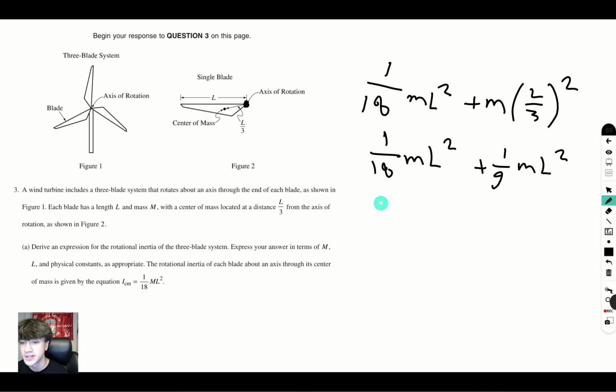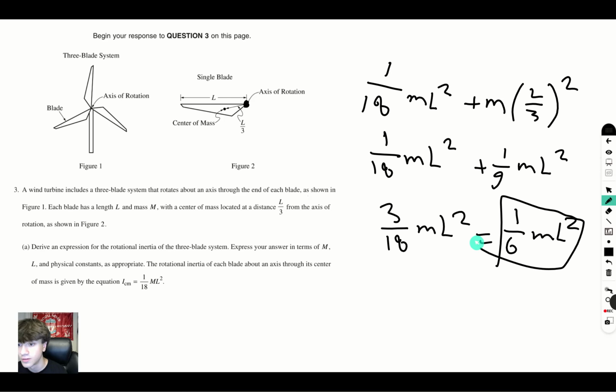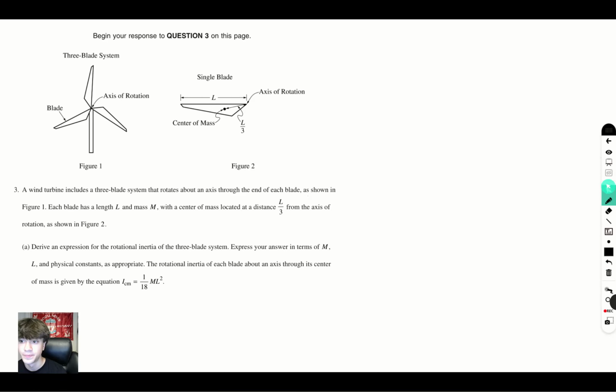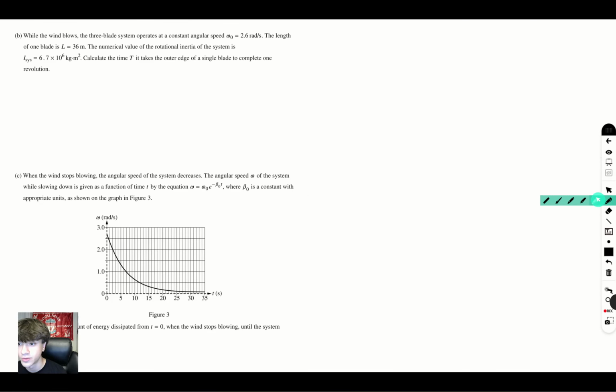1/9 is also 2/18, so we end up with 3/18 ml squared, which is simply just 1/6 ml squared. So this is the inertia of one single blade from its axis of rotation. So if we're considering all 3 blades, we want to multiply this by 3, so we'll get 1/2 ml squared for the inertia of the entire system. Let's move on to the next part. I'm going to write the inertia of the system here.